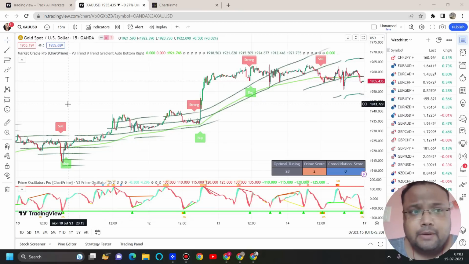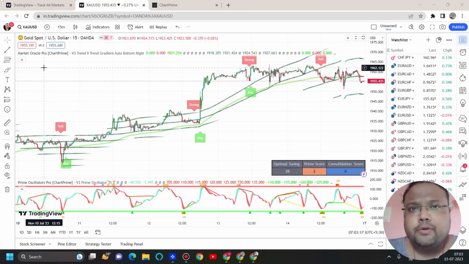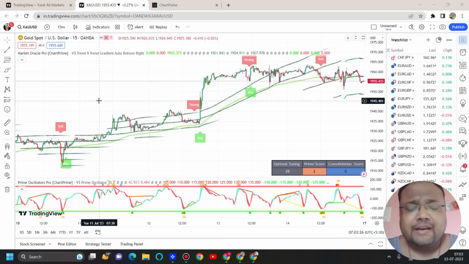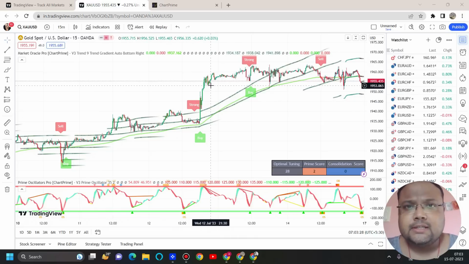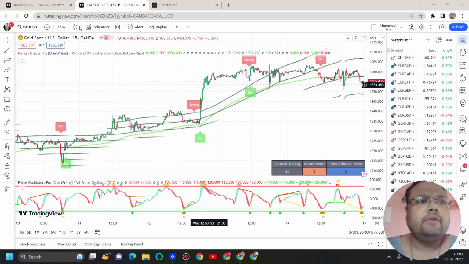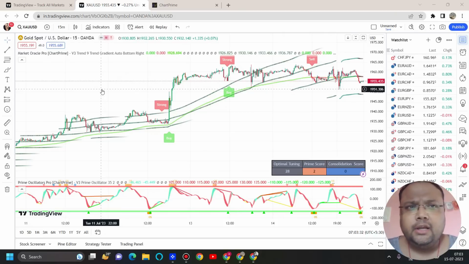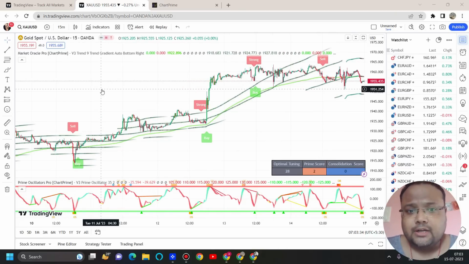My dear friends, this is Chart Prime, and we can see Market Oracle Pro has generated 7 signals. In comparison to other weeks, the number of signals is a little bit less this week because gold was stuck inside our range. Out of 7 signals, we can see that 5 of the signals have done a pretty decent job. On the 15 minutes time frame, getting 30, 35, 40 pips is quite good enough.